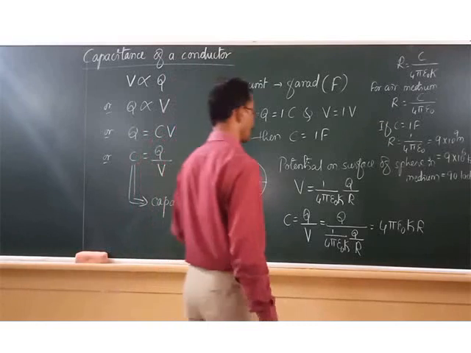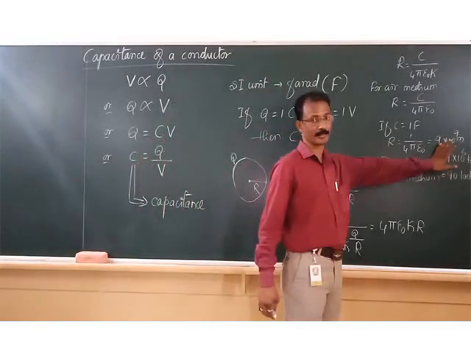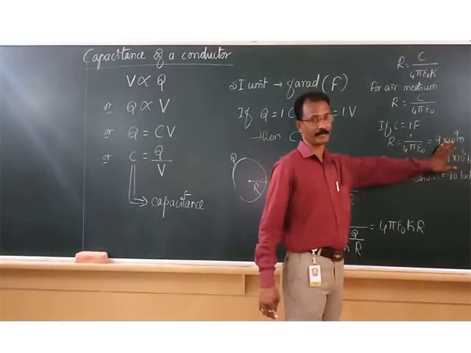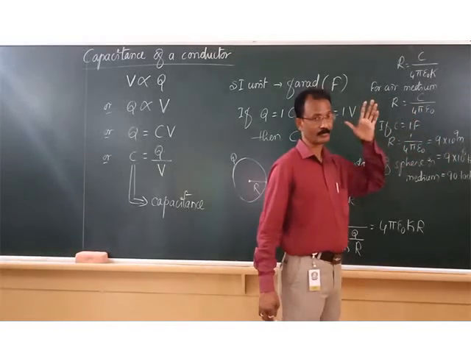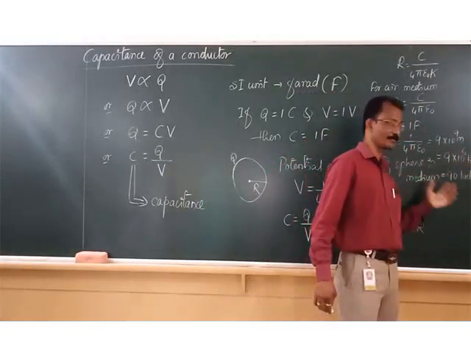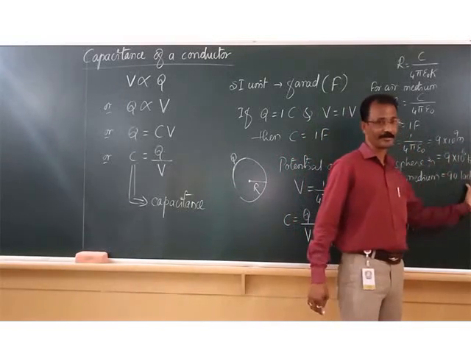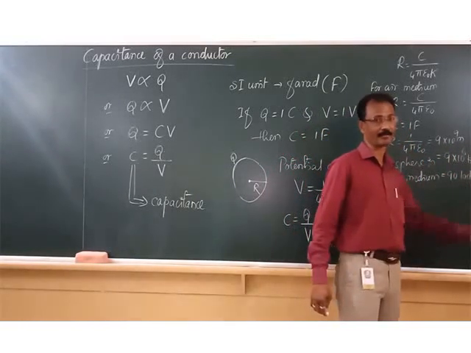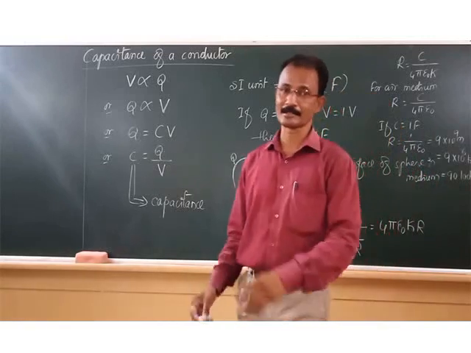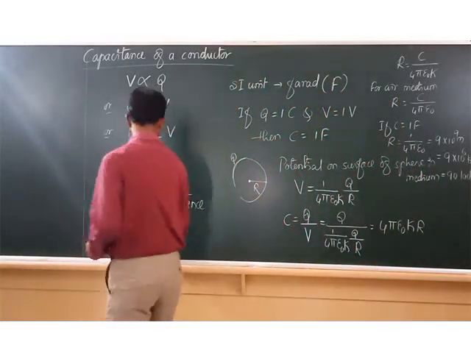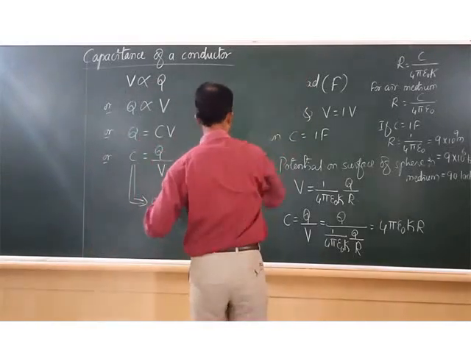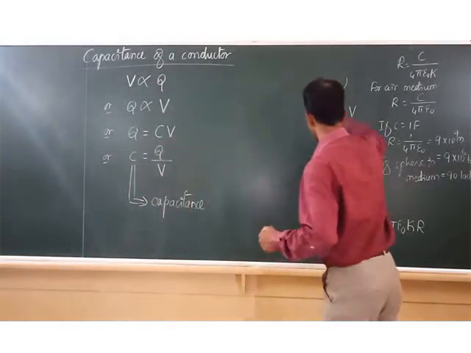So it is not possible to construct this type of spherical conductor in laboratory to get 1 farad of capacity. Such a spherical conductor would have to be enormous in radius to get 1 farad of capacity. So that's why to avoid this difficulty, a new device was developed that is called a capacitor.